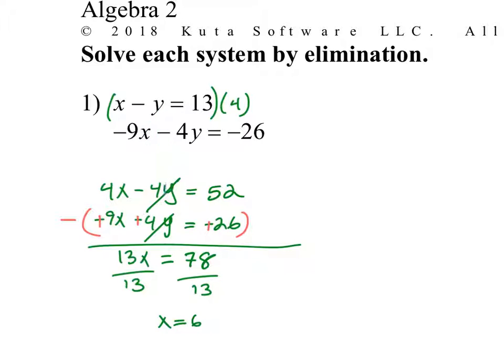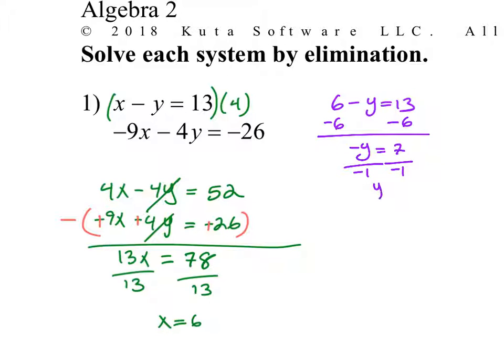Now that I have x equals 6, I'm going to plug it into either of the two equations up here. I'm going to do it on the first one. So 6 minus y equals 13. I'm plugging in the 6 for that x right here, and solving that equation to find y. So minus 6 on both sides, negative y equals 7. Now I'm just going to divide by negative 1, so y is negative 7. So my solution for this exercise is 6, negative 7.